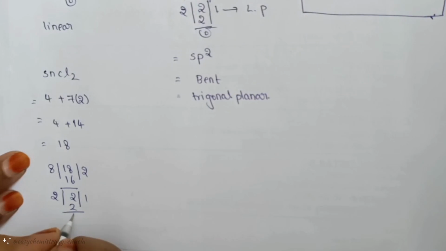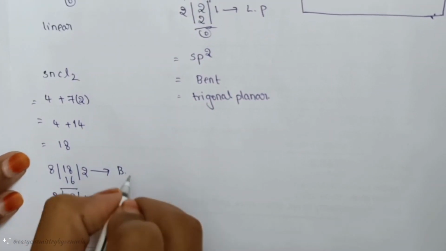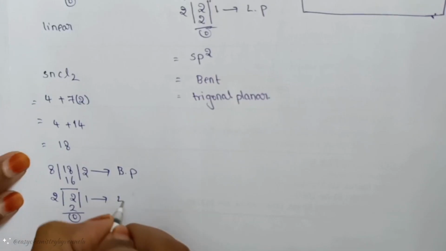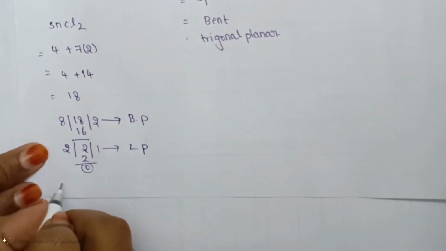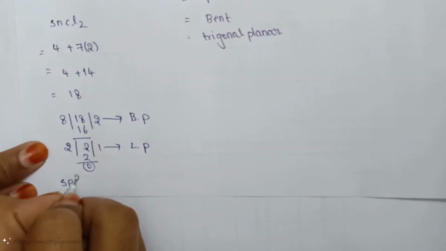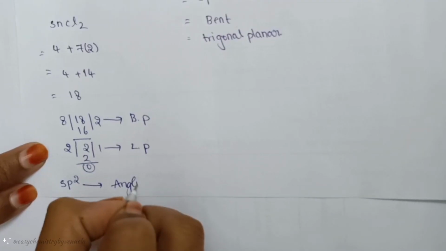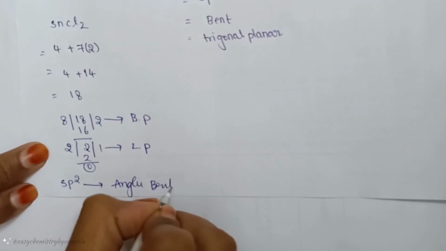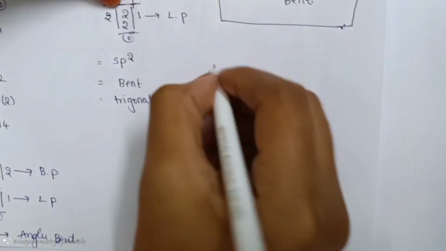2 ones are 2, remainder 0. Whatever comes first is the bond pair. Next one is the lone pair. Remember it. Okay. Now what is the hybridization? sp2. What is the shape? Angular or bent. Got it?